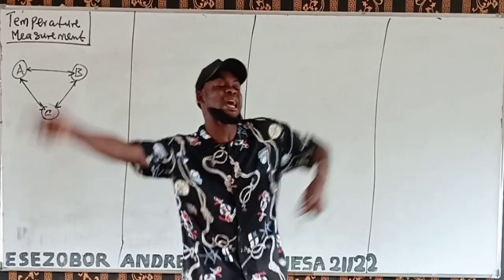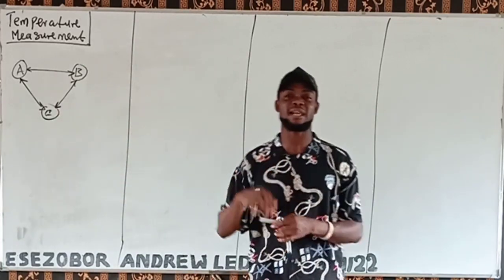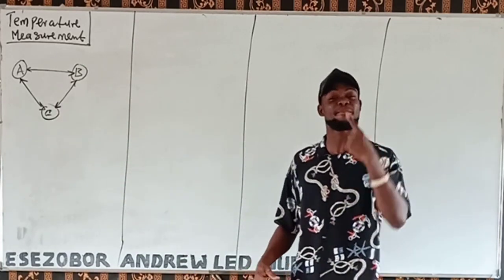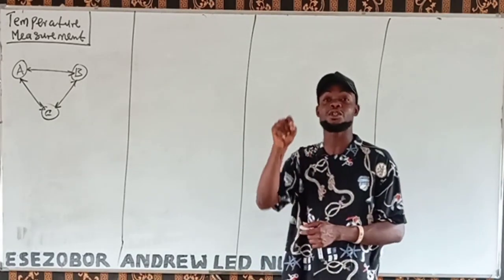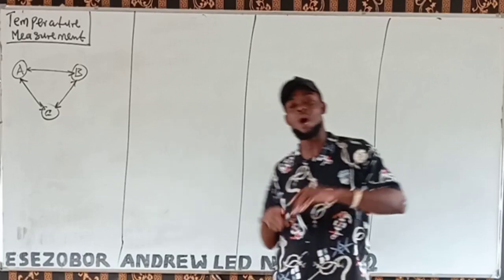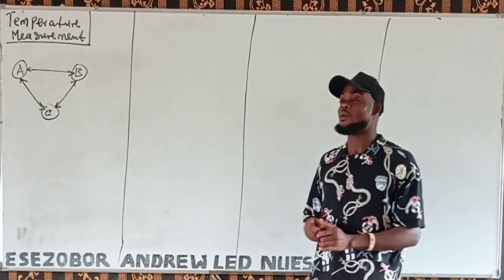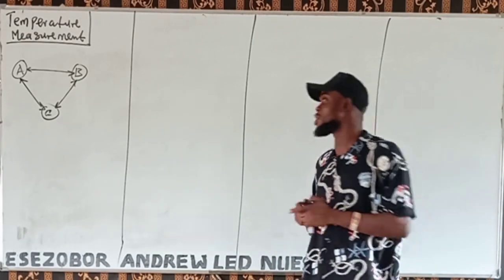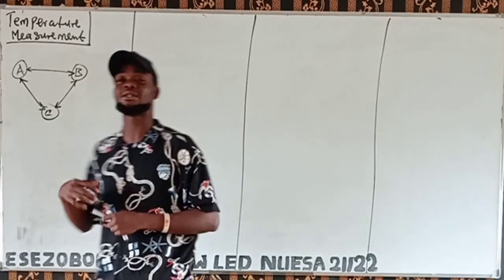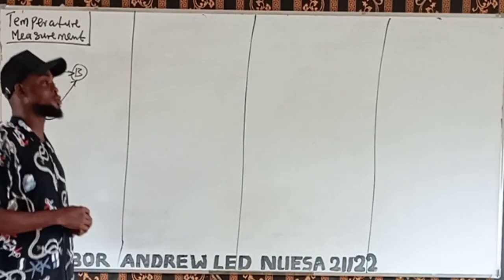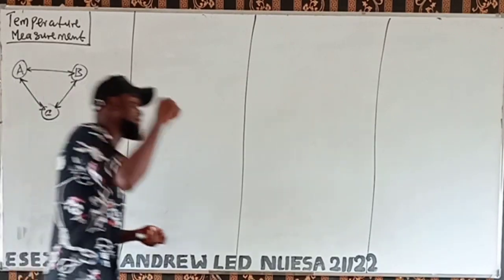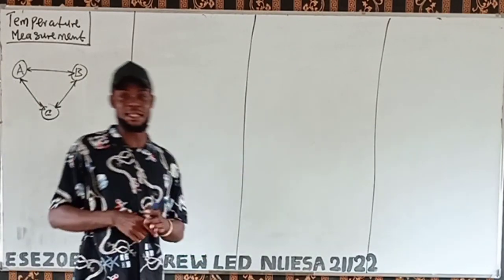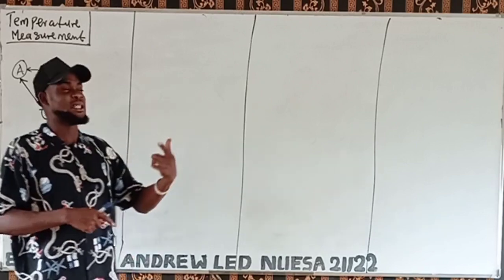Before you calibrate a thermometer, or before you mark out a temperature scale, there are some procedures you are going to follow. Now, what are these procedures? Procedure one: you must choose a body or a substance with a defined thermometric property.